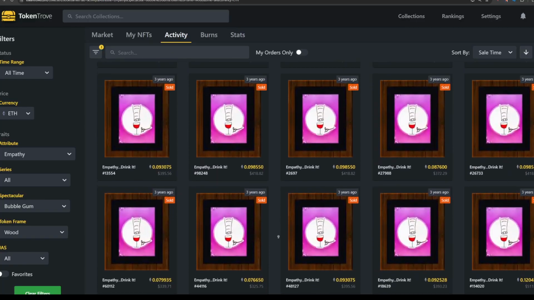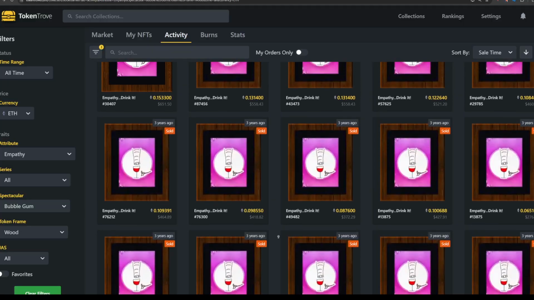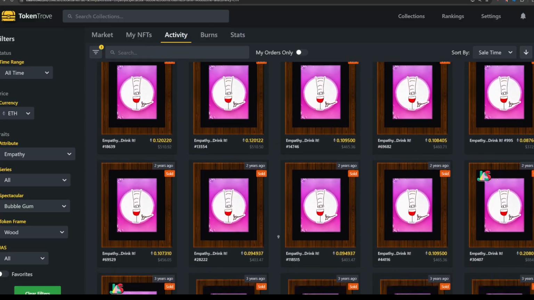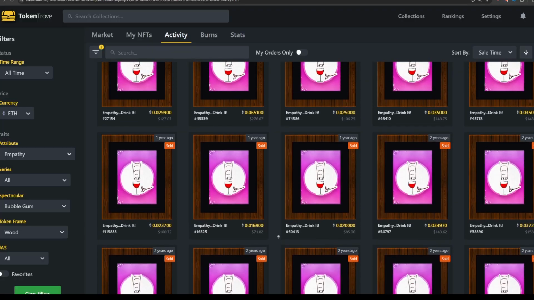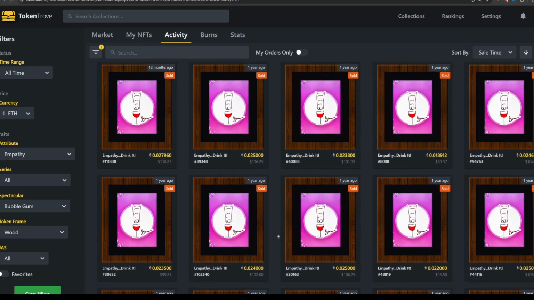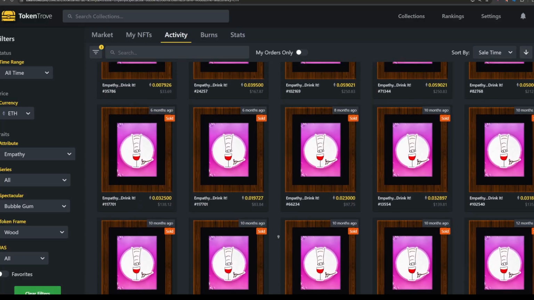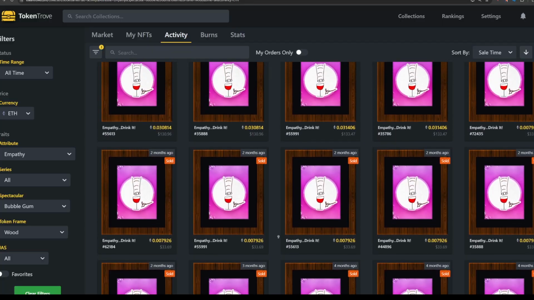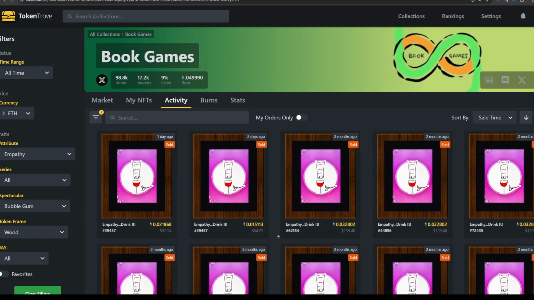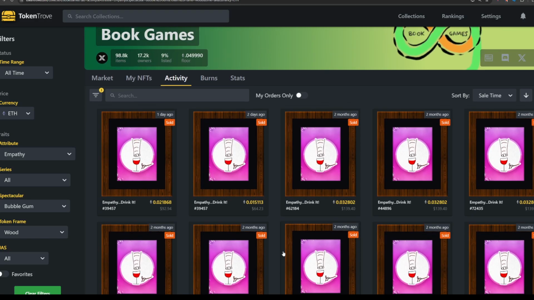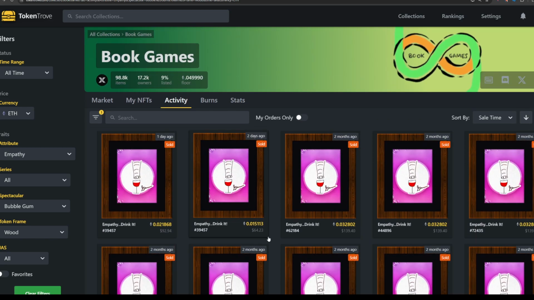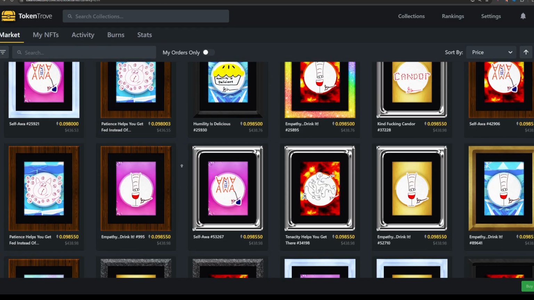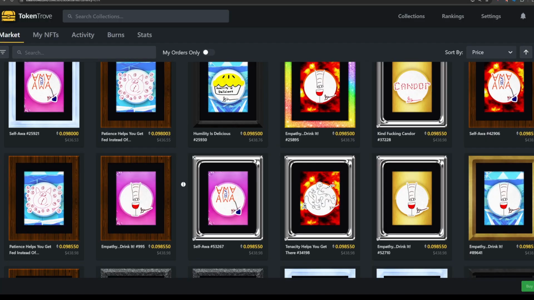0.4, 0.14, oh, 0.09, 0.08, 0.1, 0.09, 0.07, 0.03, 0.02, 0.024, and then we're back in the 100s. 0.00... 30, oh goodness. Some of these were going for $30 a little bit. Okay, so that's what we get for Empathy Bubblegum Wood at 440 approximately.